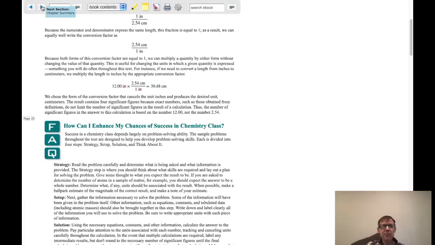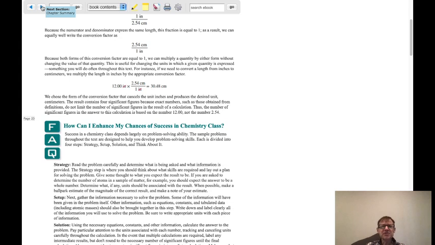So here's an example of a conversion. If we have 12 inches, how many centimeters is that? 12.00 inches times 2.54 centimeters divided by 1 inch. What happens is the inches divide out. They cancel, if you want to use that term, meaning an inch divided by an inch is just 1. Just like 2 divided by 2 is equal to 1, an inch divided by an inch is also equal to 1. So a unit divided by the same unit is 1.